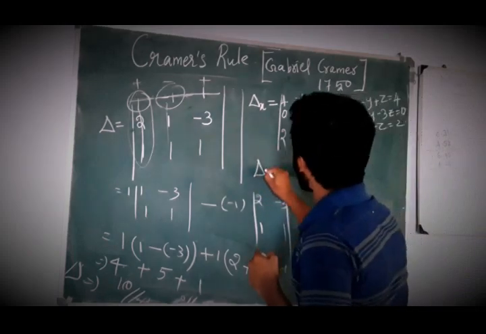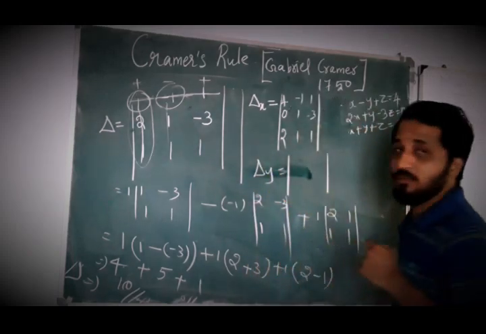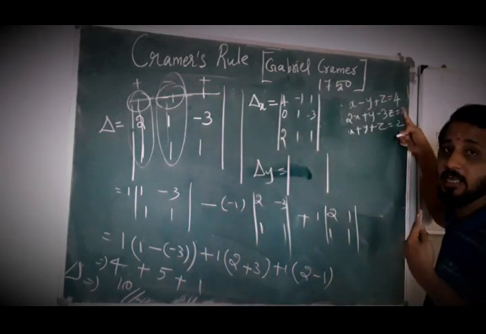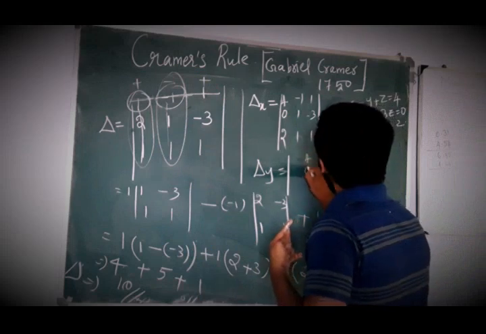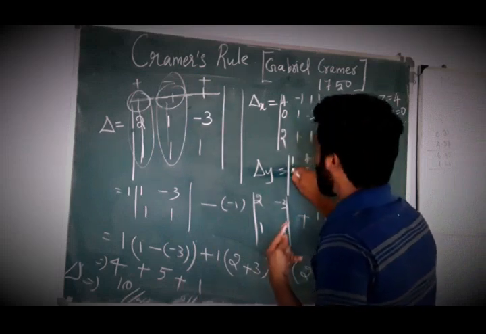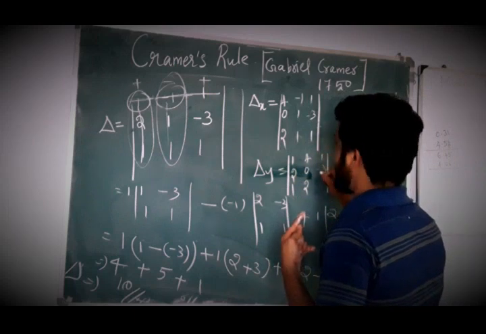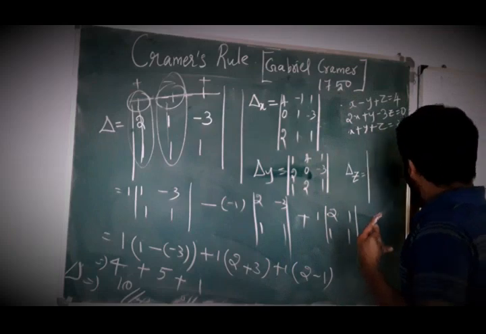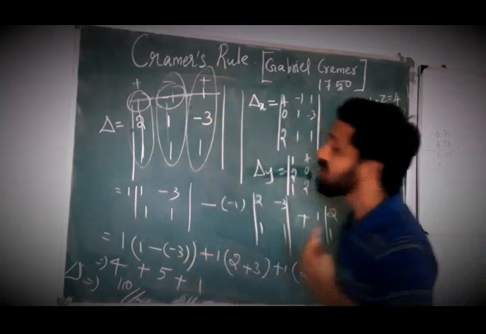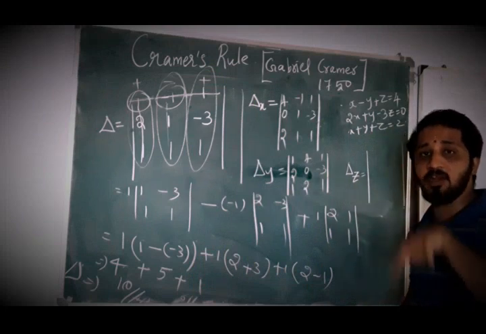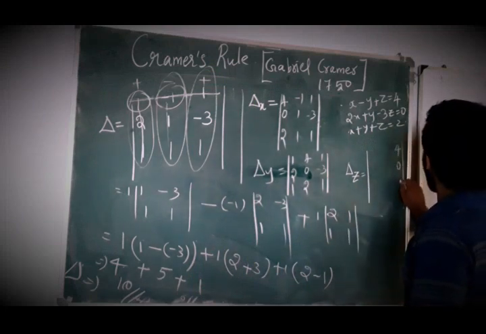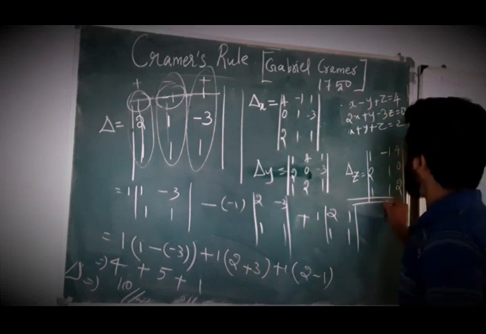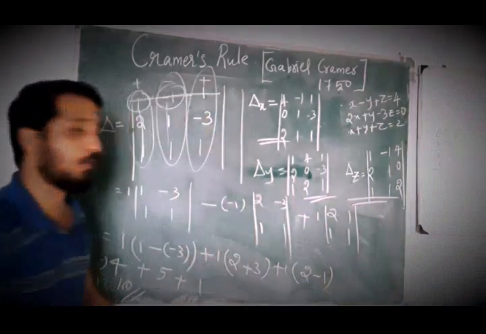Now, how do I find delta y? In place of the coefficients of y, in the second column, I have to replace with the right hand side d1, d2, d3. So first I am writing 4, 0, 2, the remaining as it is: 1, 2, 1, 1, minus 3, 1. How to find delta z? Delta z is the last column. In place of the coefficients of z, I have to replace with the right hand side d1, d2, d3. So here 4, 0, 2, the remaining as it is: 1, minus 1, 2, 1, 1. This is the way you have to find delta x, delta y, delta z.